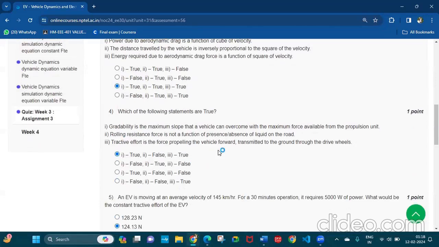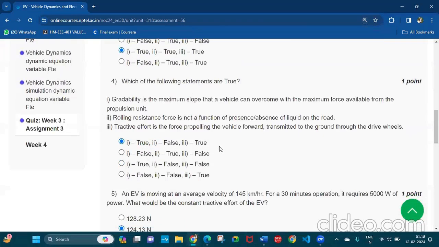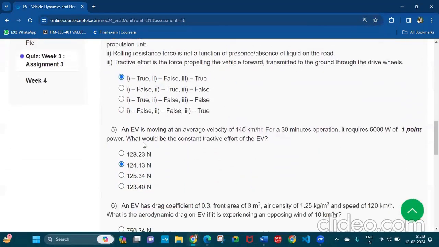Now, which of the following statements are true? The first one will be the answer: true, false, and then true. Now, an EV is moving at an average velocity of 145 km per hour, that means the speed is given, for 30 minutes of operation. It requires 5000 watt of power. What would be the constant tractive effort?